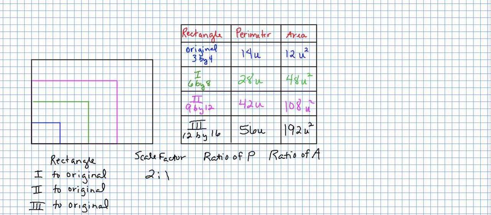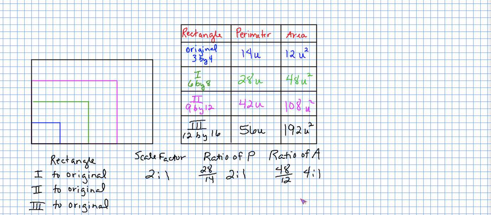What's the ratio of the perimeters from 1 to the original? Well, that's 28 over 14, but you know what that reduces to? That is also 2 to 1. And what about the ratio of the areas? That would be right here, 48 to 12 and 48 over 12. Of course, that reduces to 4 to 1.